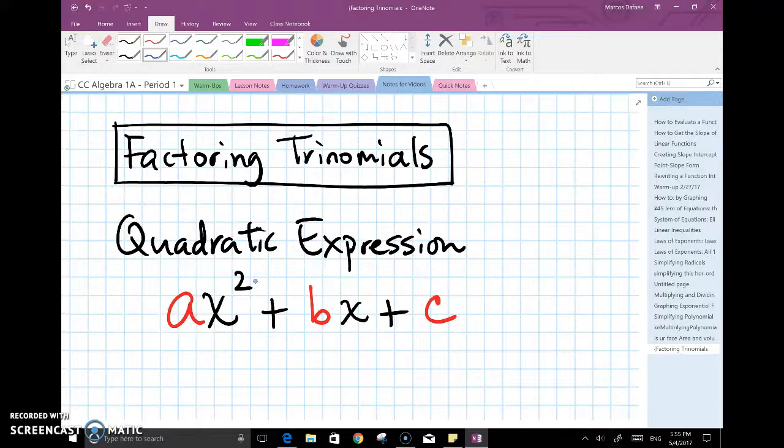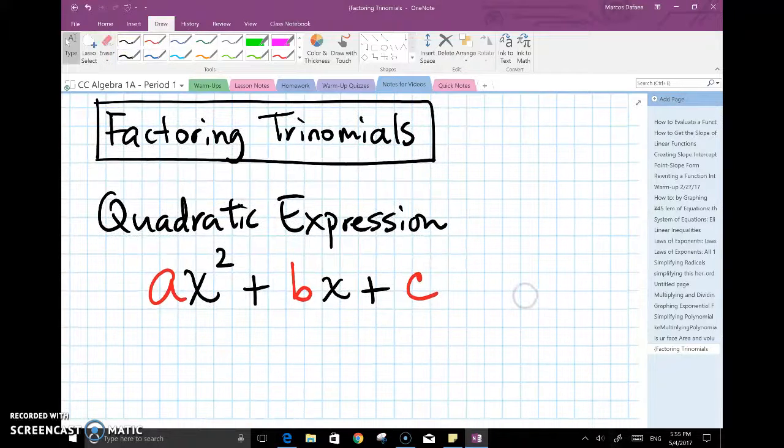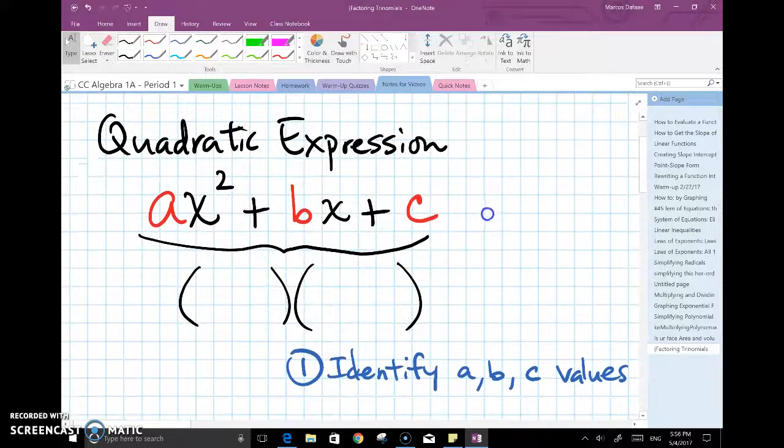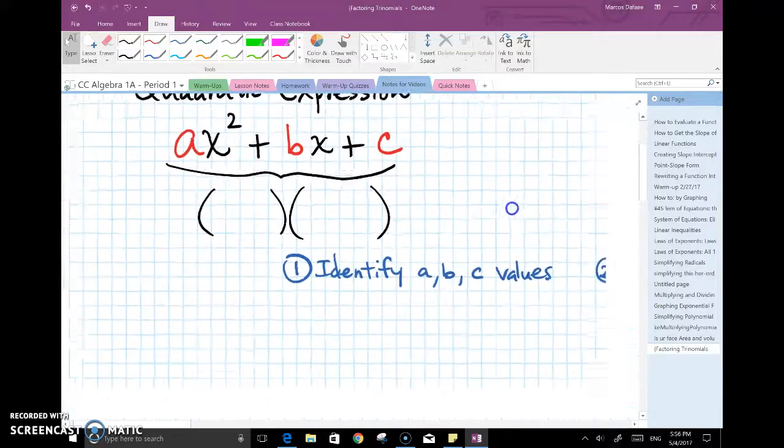Ultimately, if it is possible to factor, the outcome would be to take all this and transform it so that what you end up with are two binomials. That's our ultimate objective. So having said that, let's go ahead and look at our example.